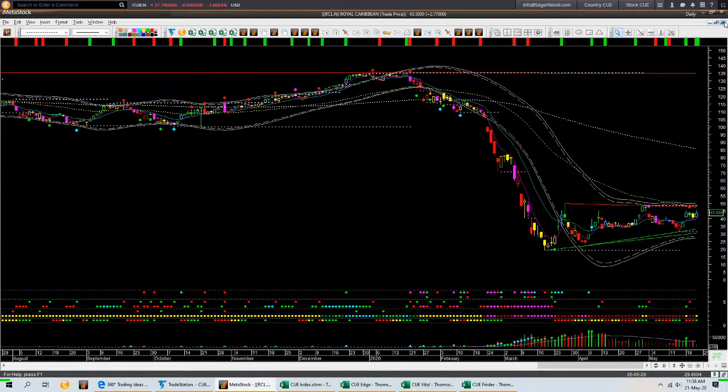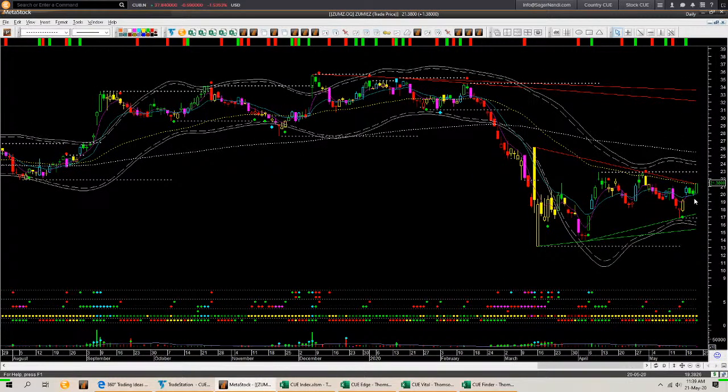RCL, if this breaks out from the memory resistance, that may be a good buying candidate. This is a cruise ship company. Many people are bearish on this stock and their fundamentals are not good. The cash flow is not good. Still, if it gives us a breakout trade setup, that may be a low risk entry point in a beaten down stock. But not today. It is still below the memory resistance line.